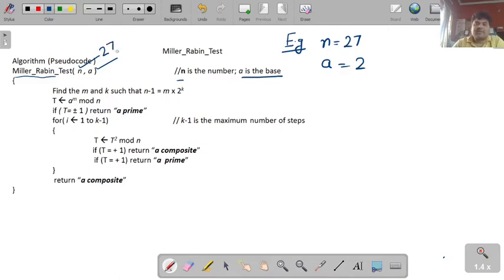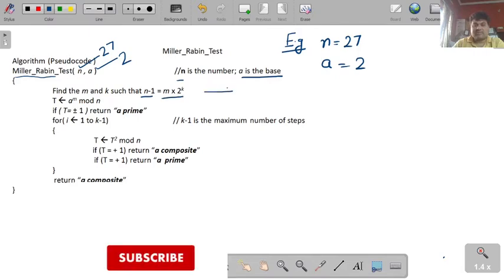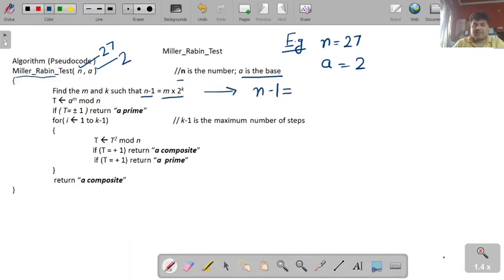Okay, n is 27 and a is 2. The first step is to find n minus 1 in a particular form. Since n is 27, n minus 1 is 26. How can you write this down? You can write it as 13 times 2 to the power 1. By this we find the values of m and k. Here m is equal to 13 and k is equal to 1. So we have found m and k.